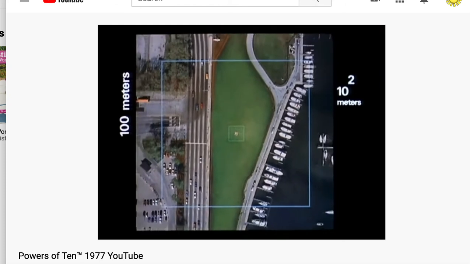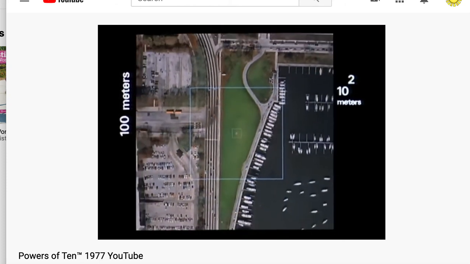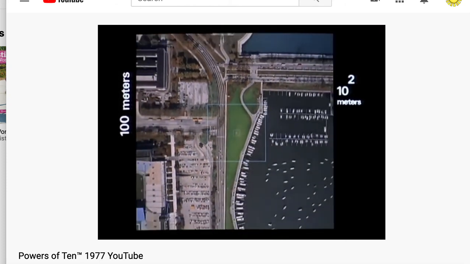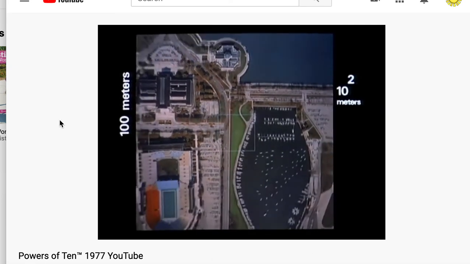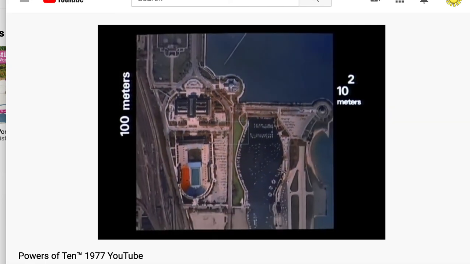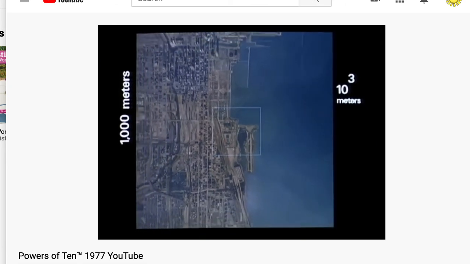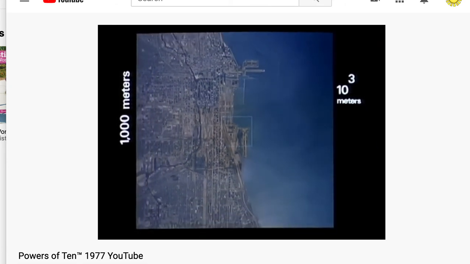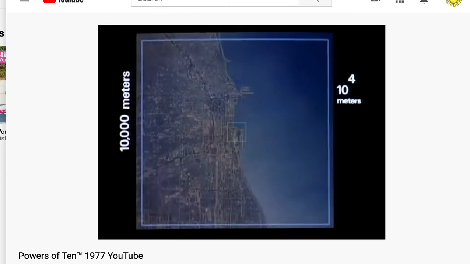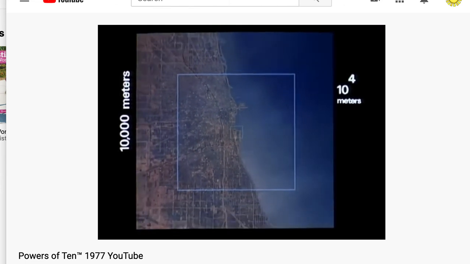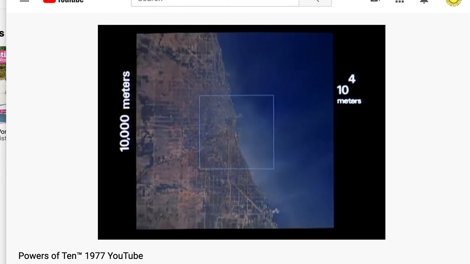100 meters wide. The distance a man can run in 10 seconds. Cars crowd the highway. Power boats lie at their docks. The colorful bleachers are Soldiers Field. This square is a kilometer. A racing car can travel in 10 seconds. We see the great city on the lake shore. 10 to the 4th meters, 10 kilometers. The distance a supersonic airplane can travel in 10 seconds.